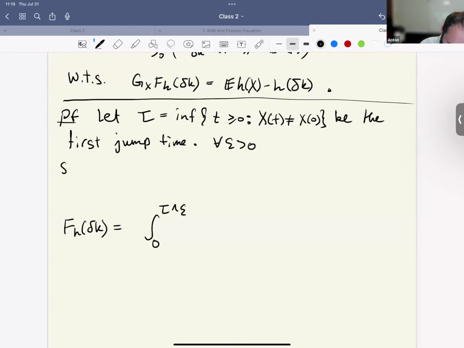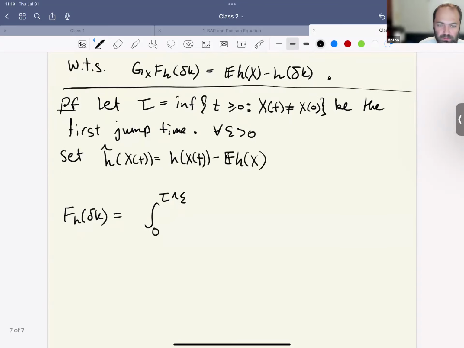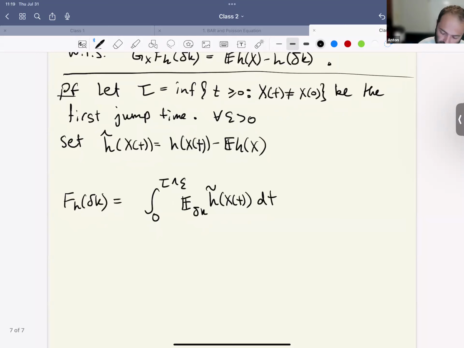Let's see. So we're going to work with this so many times. Set h tilde of x of t. This is just going to be h of x of t minus expected value of h of x, because otherwise it's going to make the algebra excruciating. Okay, expected value starting at delta k, integral of h tilde x of t dt. Okay, now it's much cleaner.